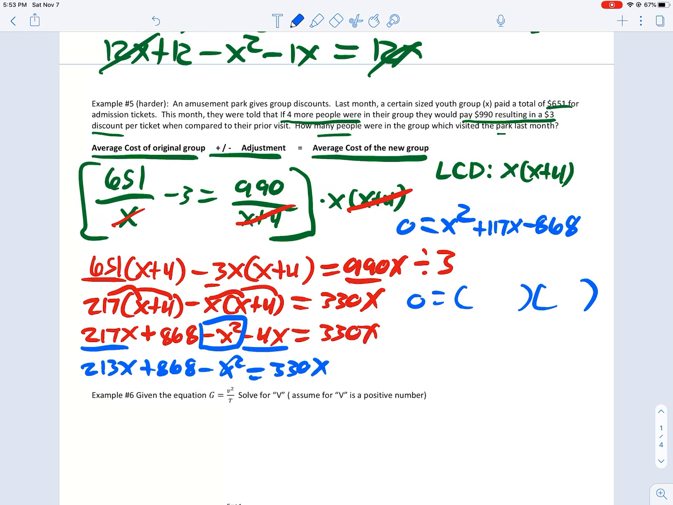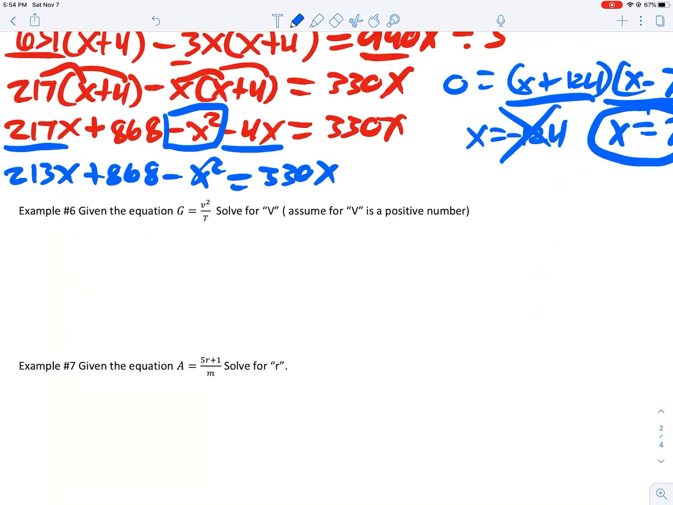And again, I won't give you anything this nasty on the test, like these bigger numbers. But this becomes x plus 124 and x minus 7. So set each one of those equal to 0 and solve. You get negative 124 people, or you get 7 people. You can't have negative 124 people. So the original group was 7 people. So it's more complicated because the average cost changed and the numbers are bigger. Again, on a quiz or a test, you wouldn't have these bigger numbers. They would probably be more similar to number 4.